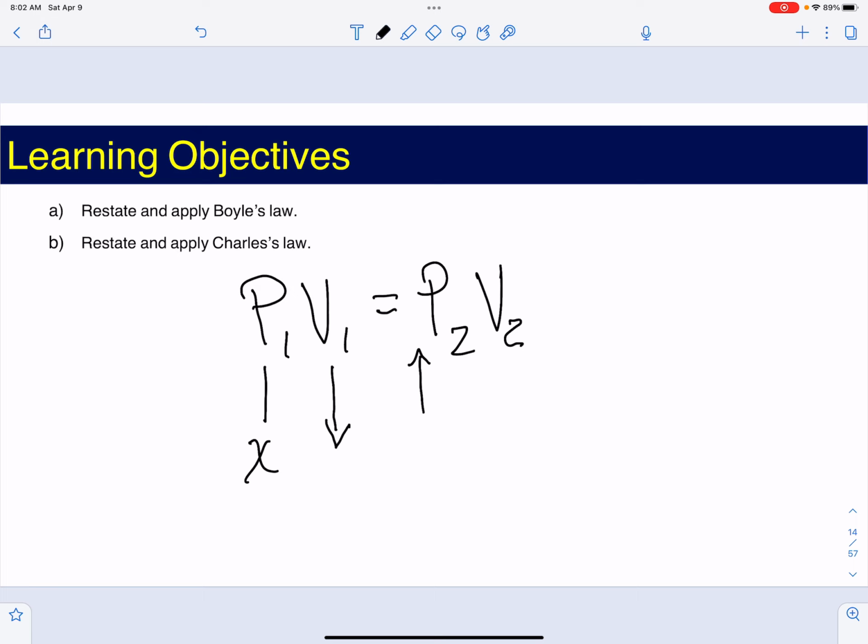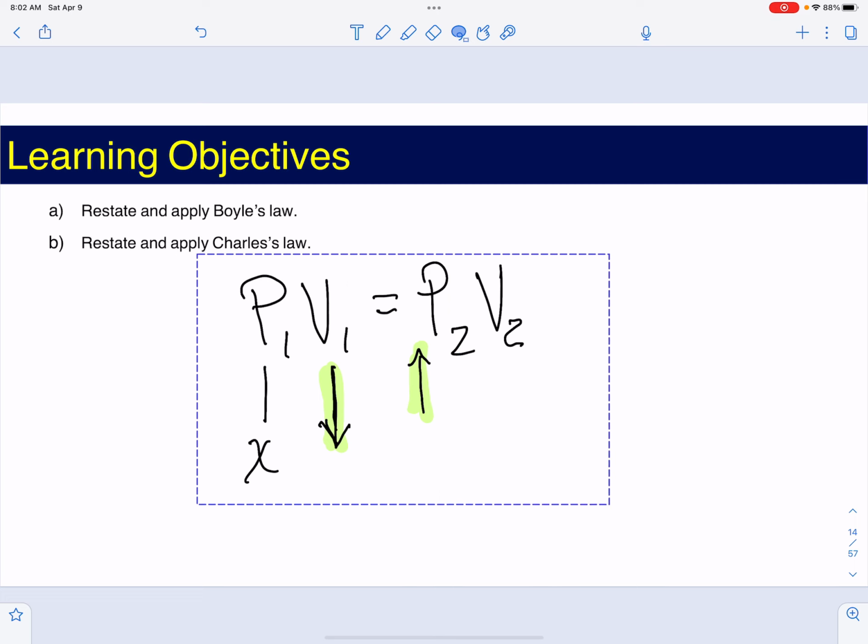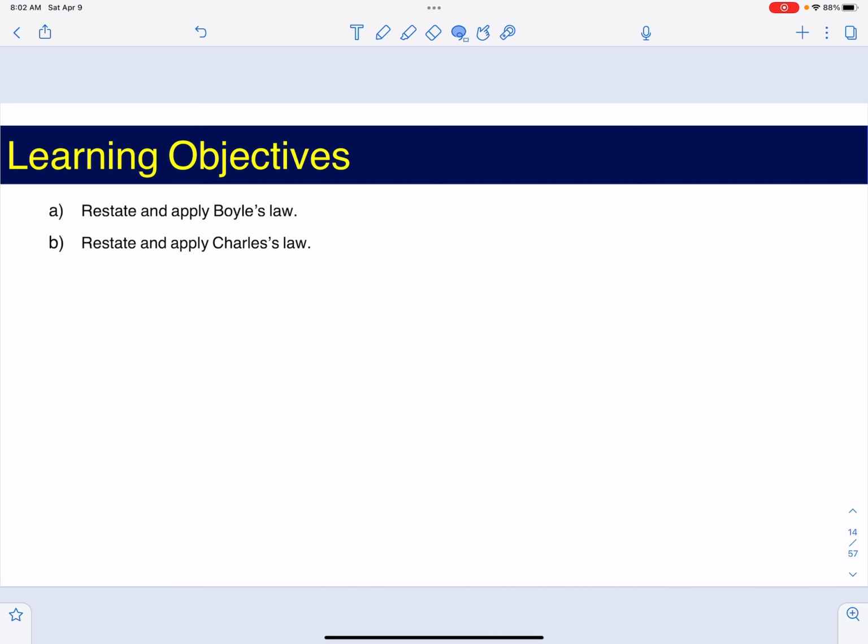Boyle's law is the only law where one property is inversely proportional to the other. So for example, if the volume goes down, the pressure will go up. So inversely proportional. The other laws that we are going to study are directly proportional, like for example, Charles's law. Charles's law looks like this. Which is the same as this.